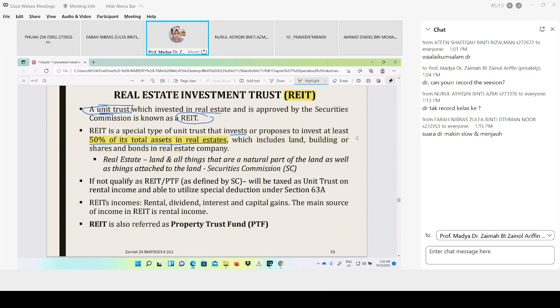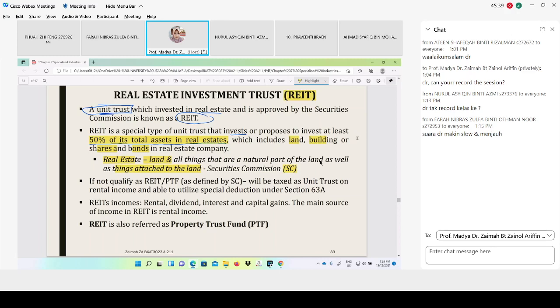What is real estate? Land, right? That is land, building, shares, bonds, and real estate companies. So the SC, Securities Commission, defines real estate as land and things that attach to the land. This is the definition of real estate by the Securities Commission.